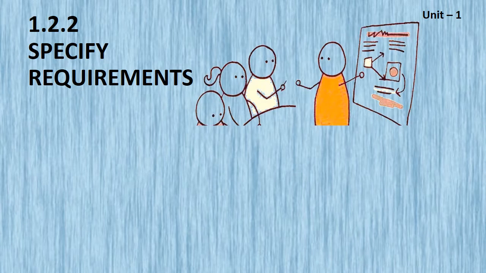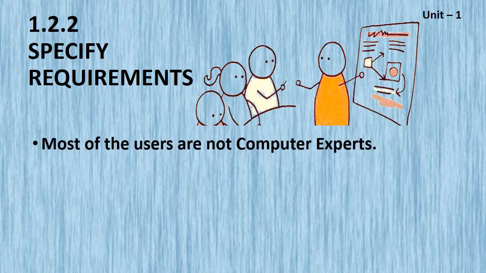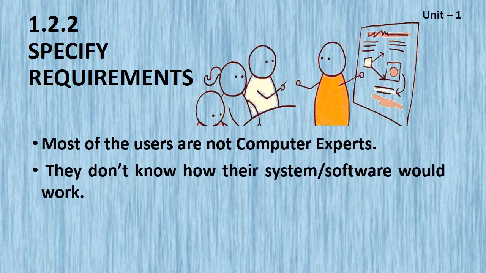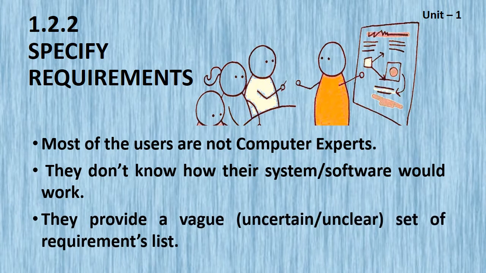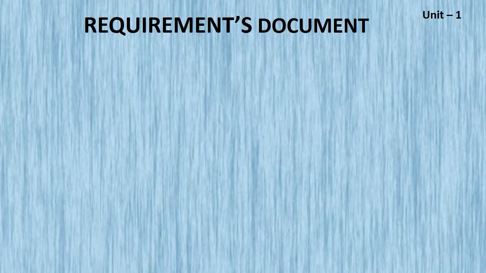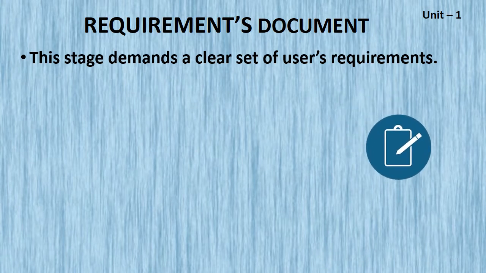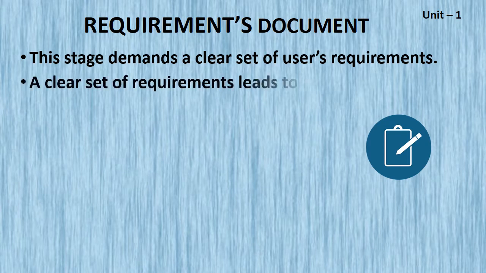The second step of software development method is specify requirements. The people who contact you for software development, most of them are not computer experts. They don't know how their system or software would work. They provide a vague set of requirements list to you. Here at this stage, requirements documents is formed, which has a clear set of users' requirements. Remember one thing, a clear set of requirements leads to a proper solution.